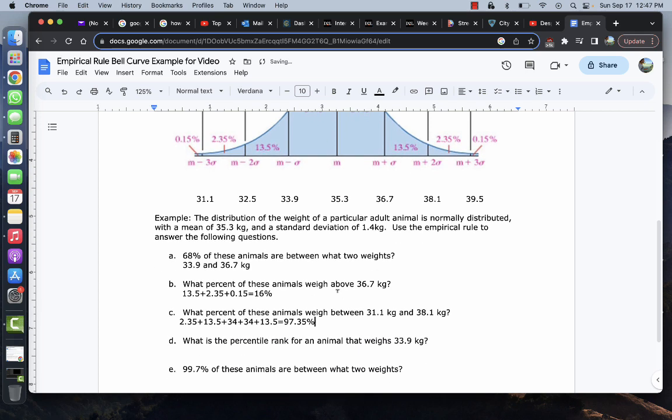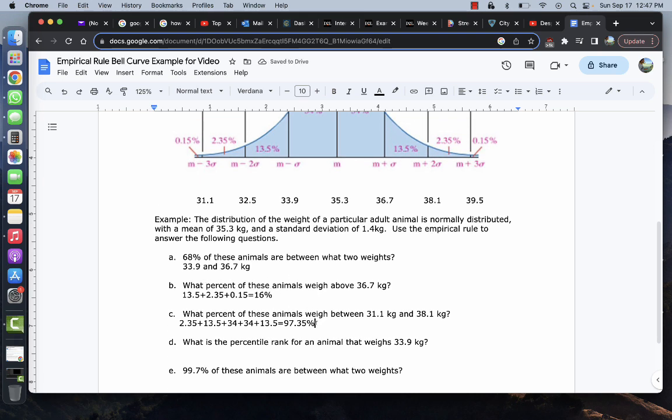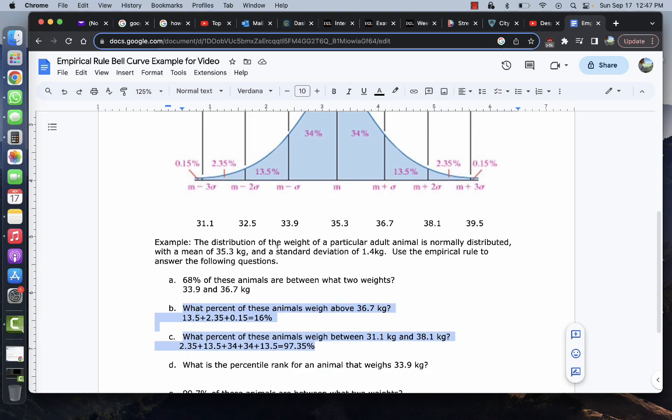All right. Next. What's cool about these breakdowns is that these last two problems show that I can find the percent above, below, or between any two values by just finding the percents in the breakdown and adding them up. That's a key thing here.